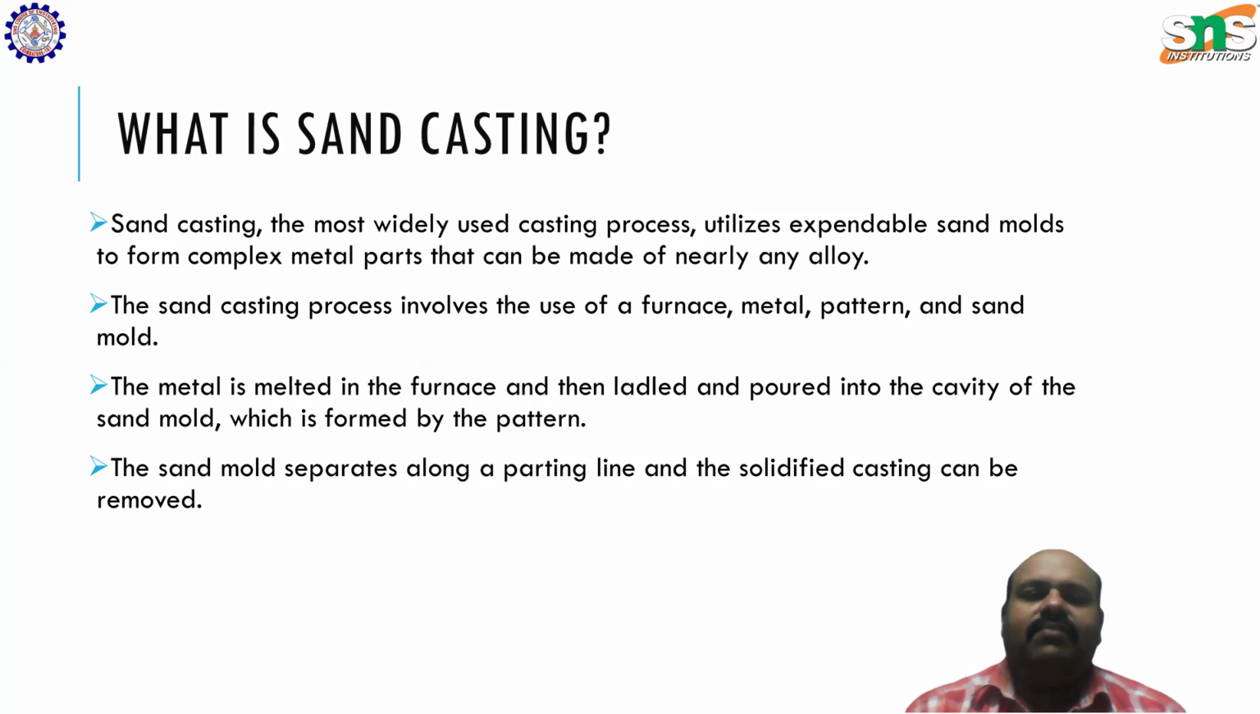The sand casting process involves the use of a furnace, a metal pattern, and a sand mold. The metal is melted in the furnace and then ladled and poured into the cavity of the sand mold, which is formed by the pattern. The sand mold separates along a parting line, and the solidified casting can be removed.